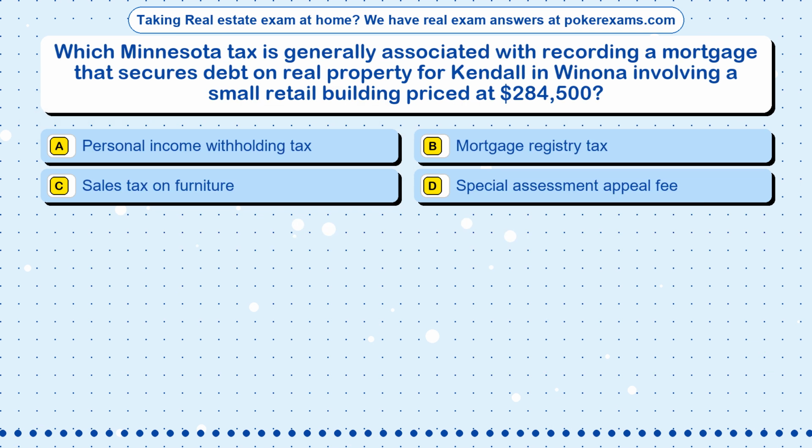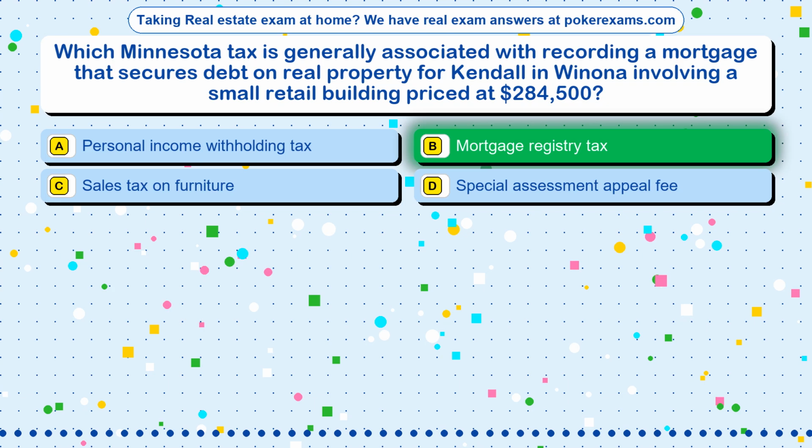Question 18. Which Minnesota tax is generally associated with recording a mortgage that secures debt on real property for Kendall in Winona involving a small retail building priced at $284,500? Option A, personal income withholding tax. Option B, mortgage registry tax. Option C, sales tax on furniture. Option D, special assessment appeal fee.